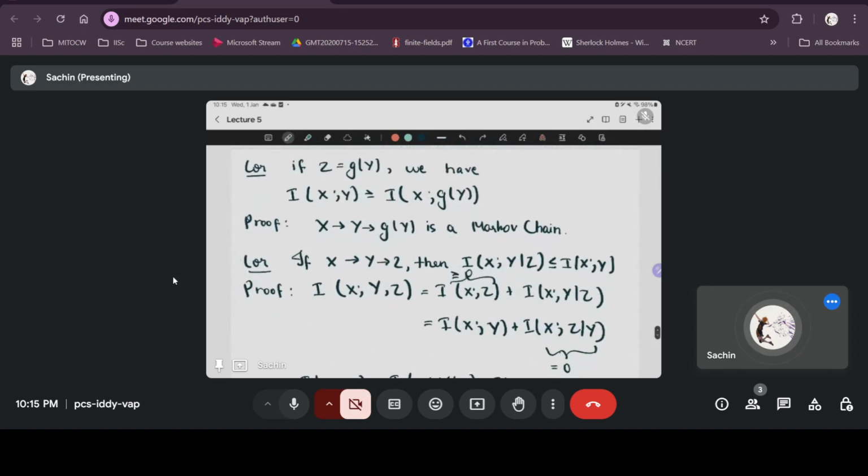So here is a corollary. The corollary says if z is a function of y, then x, y, z forms a Markov chain. So I of x;y is greater than or equal to I of x;g of y.